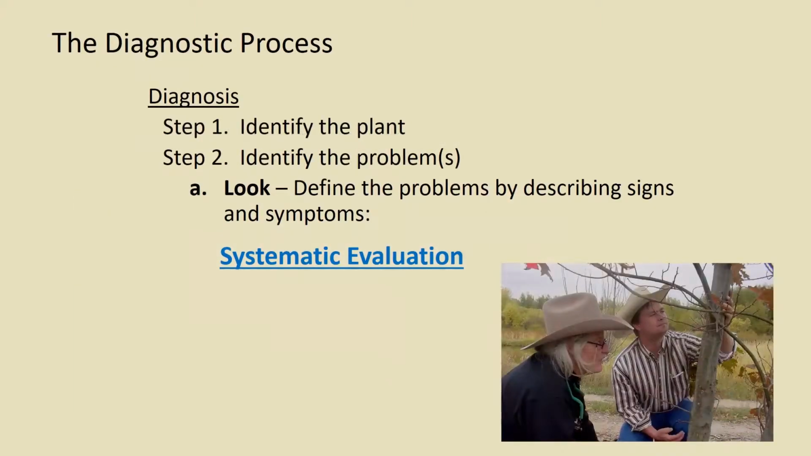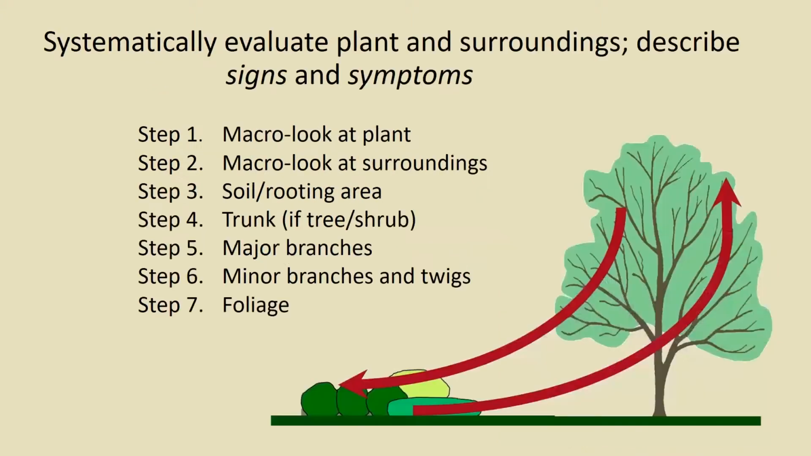So let's assume that we have already completed step 1 of the diagnostic process. So we've identified the plant. Now we're going to go to step 2, identifying the plant's problem. And while we are doing this, we are going to be using what is known as the systematic evaluation process. There are 7 parts of this process, and they're listed on the screen here. We're going to go through each one of them.